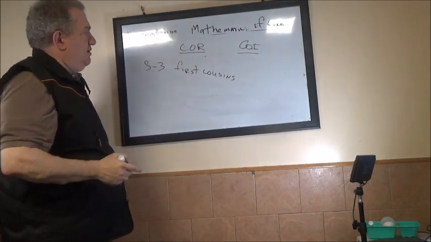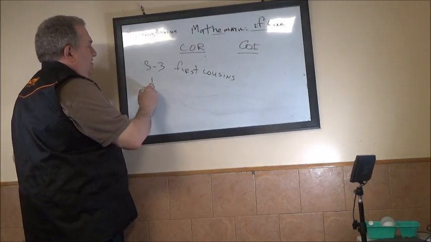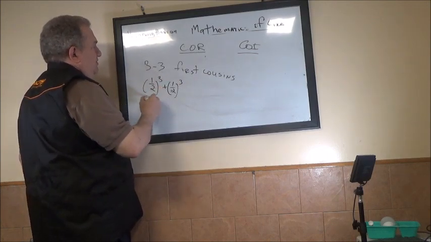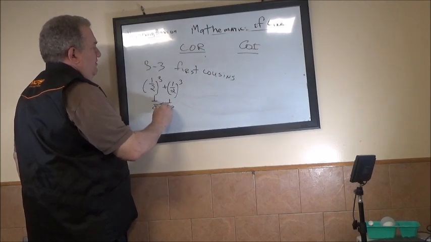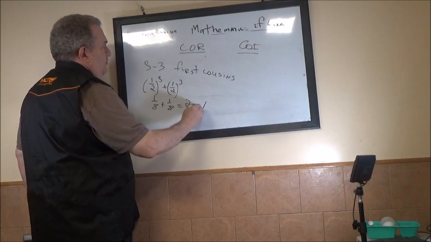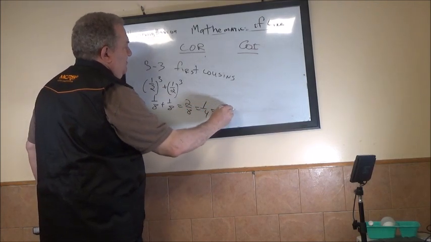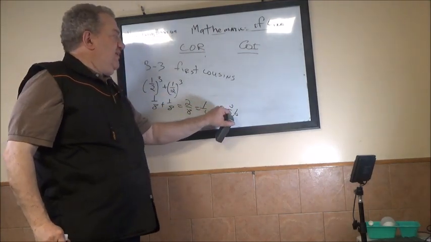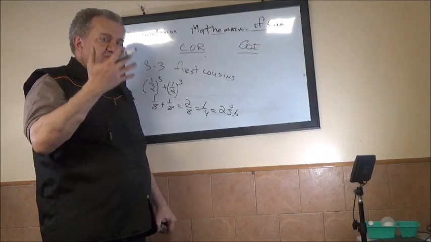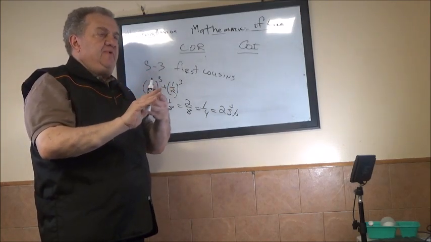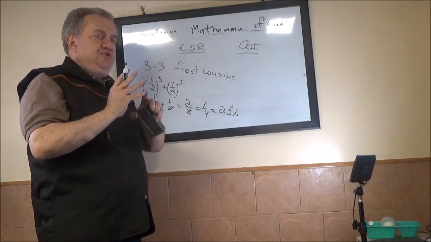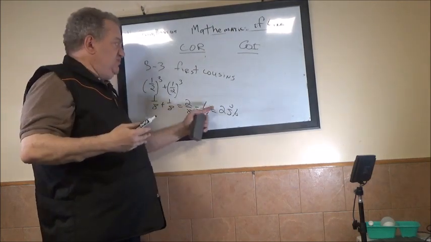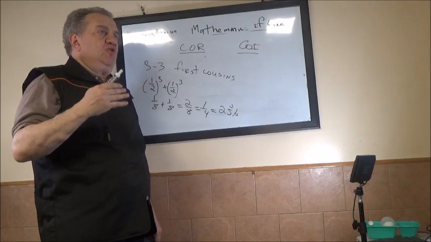Common grandfather. Using the same method, 1/2 cubed plus 1/2 cubed is 1/8 plus 1/8, which is 2/8, which is 1/4, which is 25%. So for first cousins, the grandfather is 25% of all the genes. That's right, there are 4 grandparents: paternal grandmother, paternal grandfather, maternal grandfather, maternal grandmother. So he's one of 4 grandparents. That's right, he's 25%. But how many of his genes are homozygous?